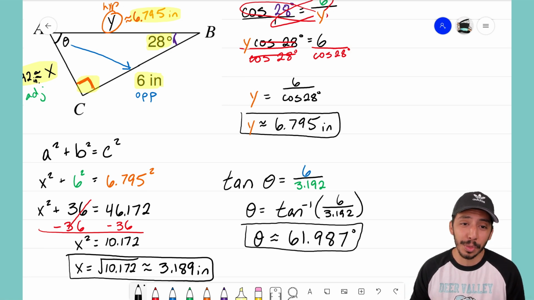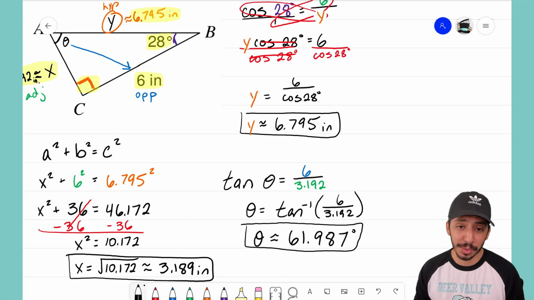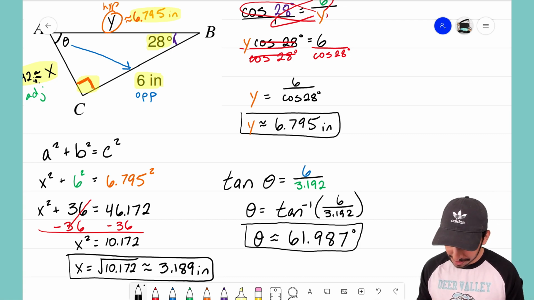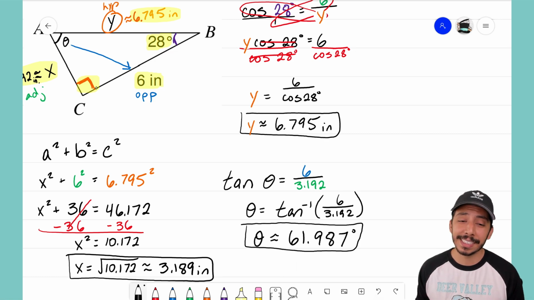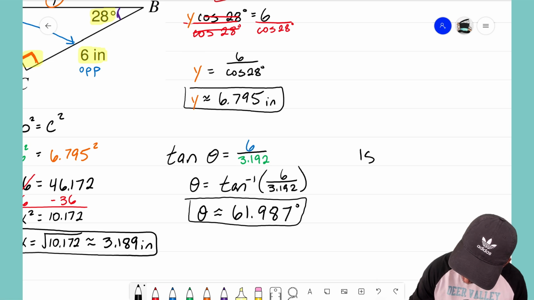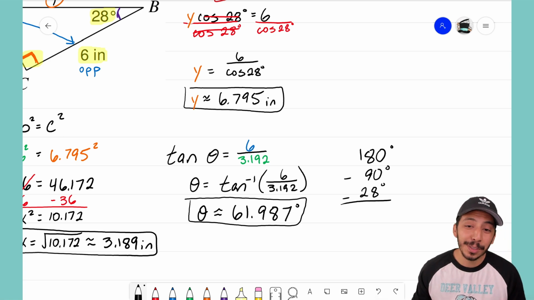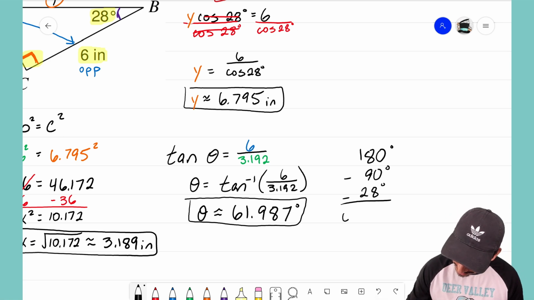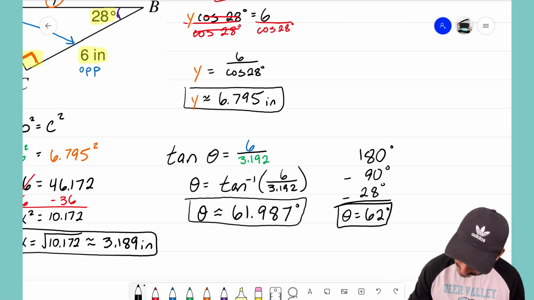Now, this is one way you could solve for the angle, and I showed it to you just because I wanted to go through one example of inverse. But remember, a much faster way of finding theta, if I already know that this angle is 90 and this angle is 28 degrees, is just to take 180 degrees and subtract 90 and subtract the 28 degrees. If you do that, you'll find out that theta is exactly 62 degrees.